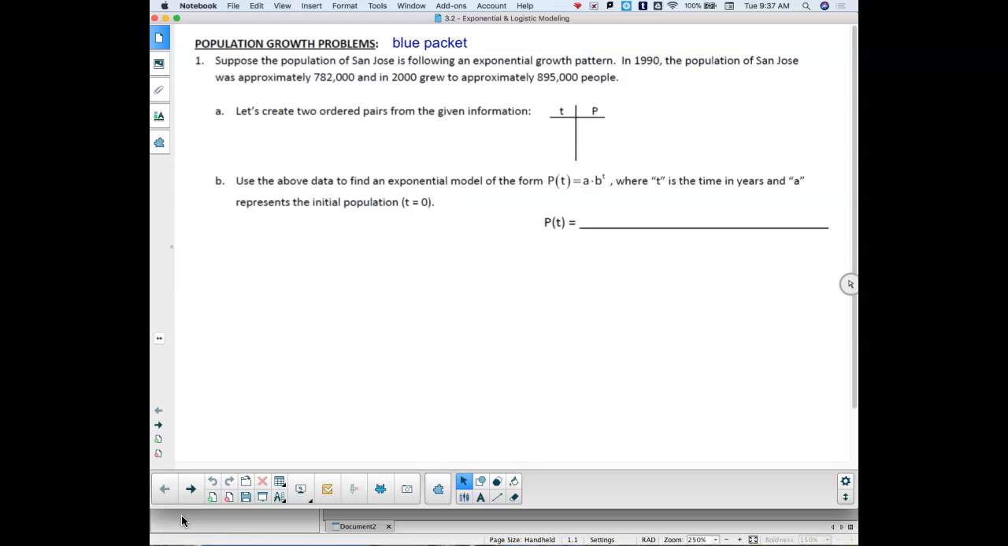Let's suppose that San Jose is experiencing exponential growth of its population. It's a great game. Okay? In 1990, the population of San Jose was approximately 782,000 people. And in 2000, it had grown to 895,000 people. Whoa. Okay? So what I'm asking you to do right now is come up with 2 ordered pairs, so 2 points, based off of those 2 sentences.